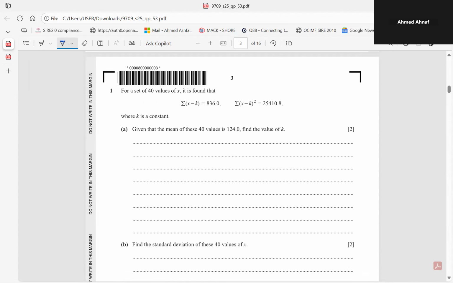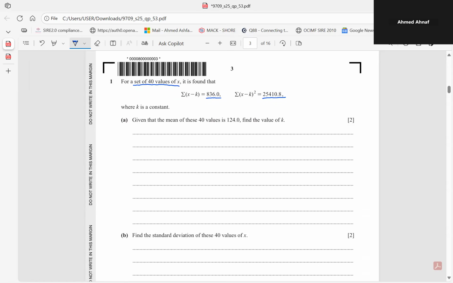Okay, so for the first question, we're told that for a set of 40 values of x, it is found that the sum of x minus k is 836, and the sum of x minus k squared is this, where k is a constant. And for the first part, we're told that the mean of these 40 values is 124. We have to find the value of k.